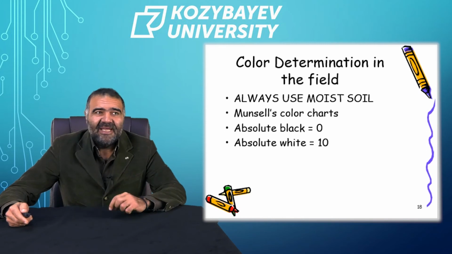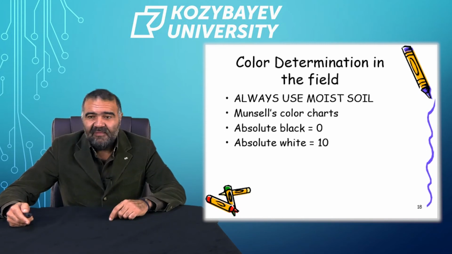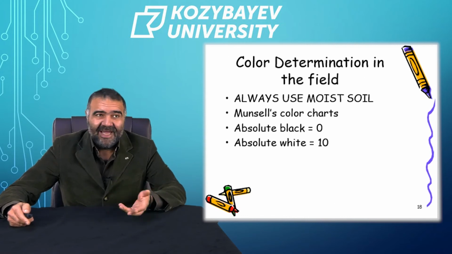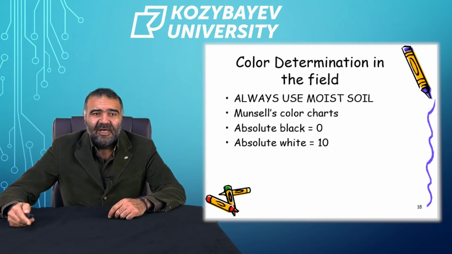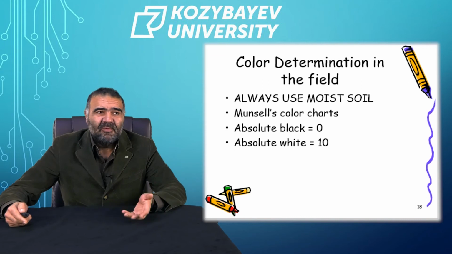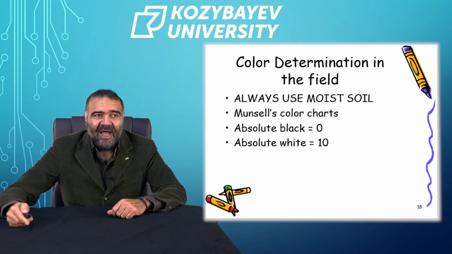We generally use moist soil. By convention, we use moist soils, but we can also determine color on dry soils. We need to have the Munsell color charts. And of course, we have to consider that absolute black corresponds to 0 value, and absolute white corresponds to 10 value. These are the soil color charts that we use in the field to determine soil color.